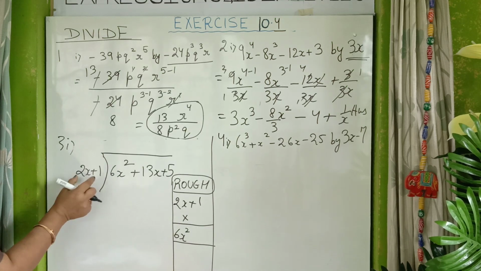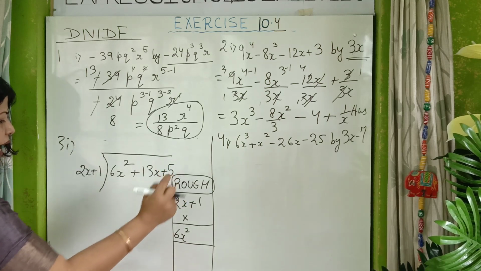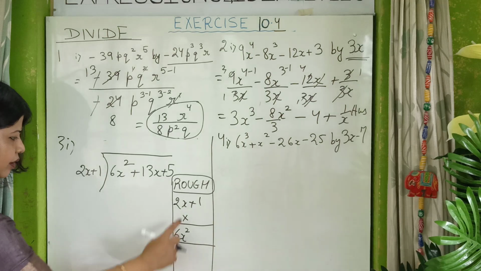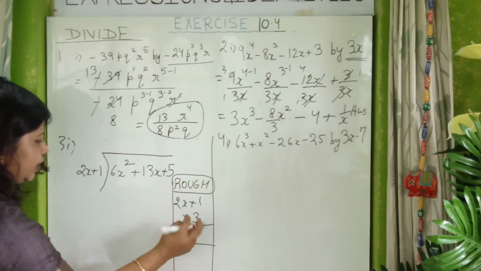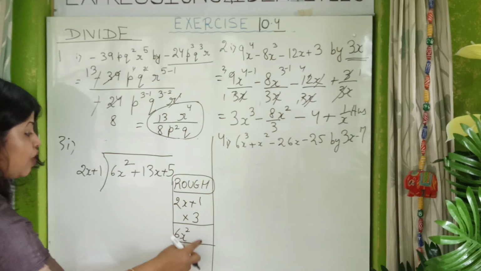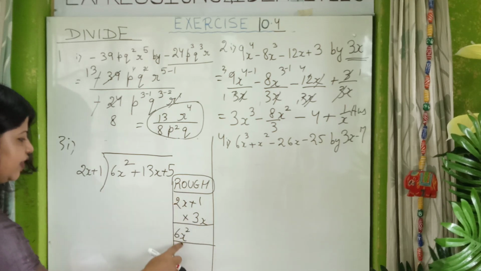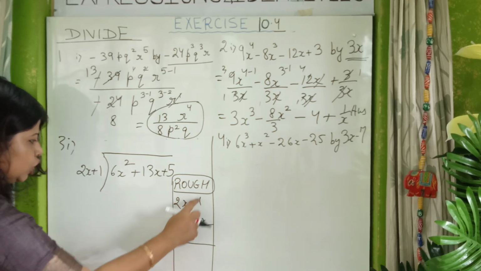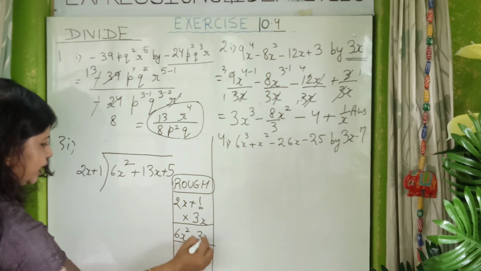So students, 2x plus 1 with what shall I multiply to get 6x square? So first 6 divided by 2, so that is 3. 3 2s are 6, you got. Now you need x square, so you have to multiply by x. So 3x into 2x will give you 6x square. You also have to multiply the number here. So that becomes plus 3x.